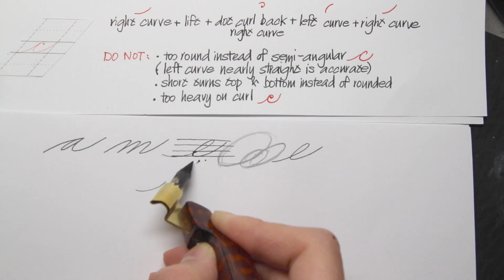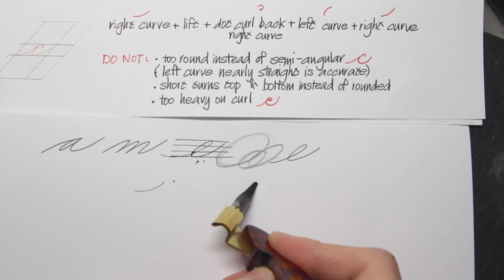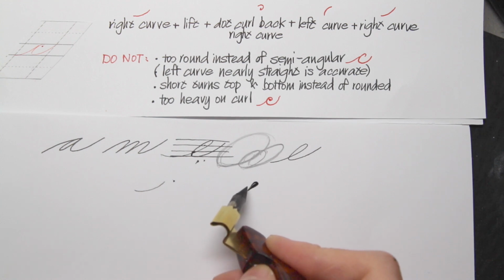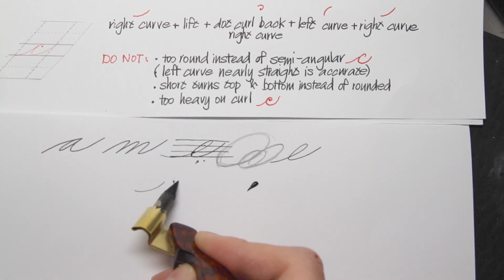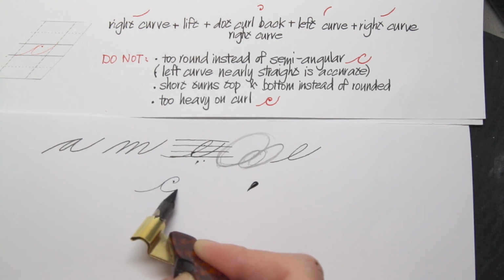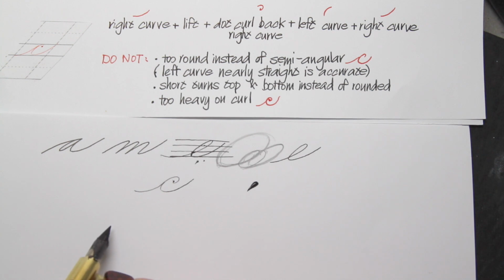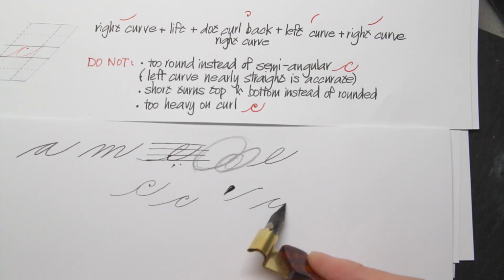Not as dramatic as this, but I wanted to show you if I did it dramatically. Something like that, but very, very tiny and delicate. Dot, curl back, left curve, right curve. You may also do it like this, and then come back to finish the dot.